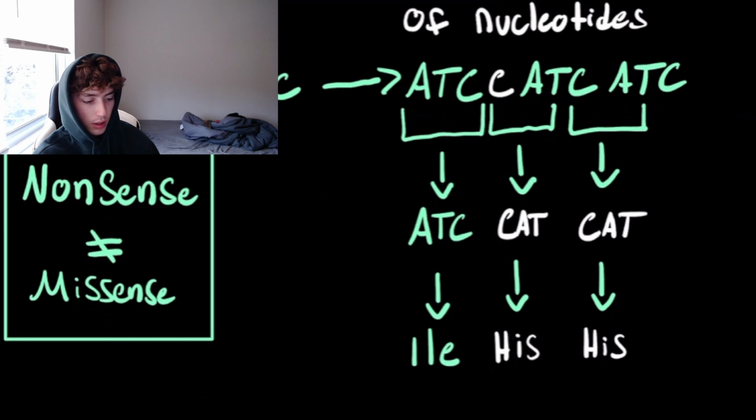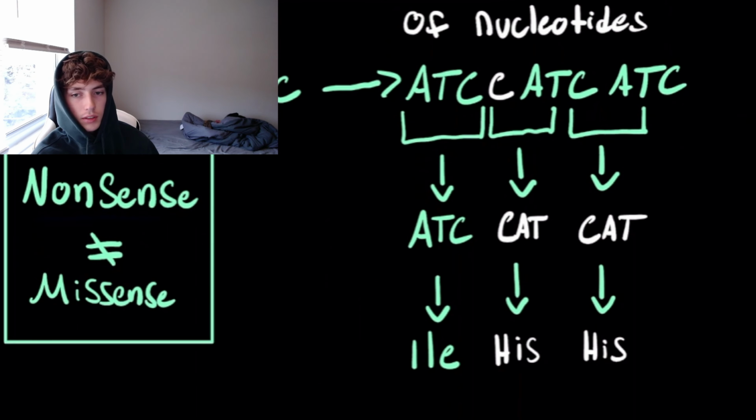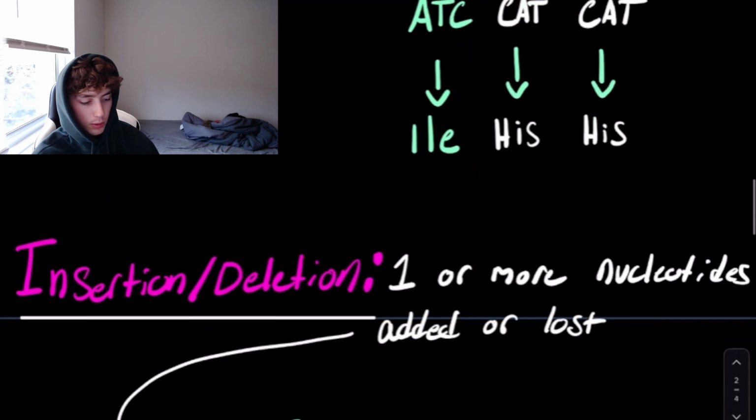Let's think of a frame right here. Codons are read in groups of 3. It's just changing how every codon after that is read. So that is considered a frame shift mutation. This could also fall under the category of missense and nonsense mutations.